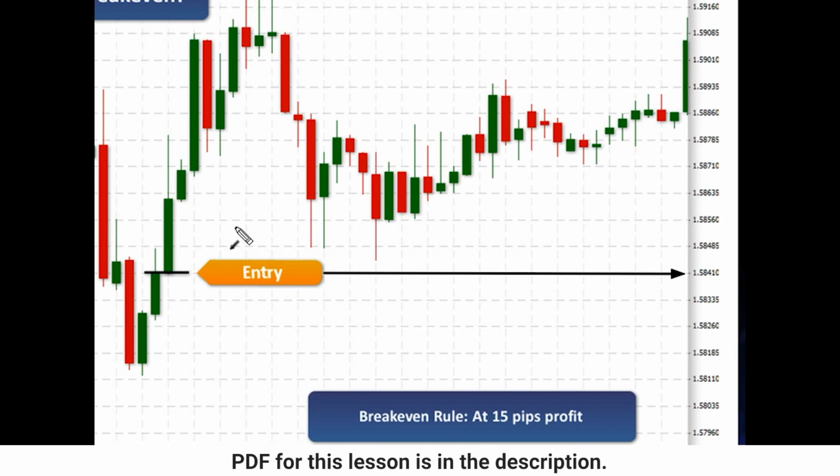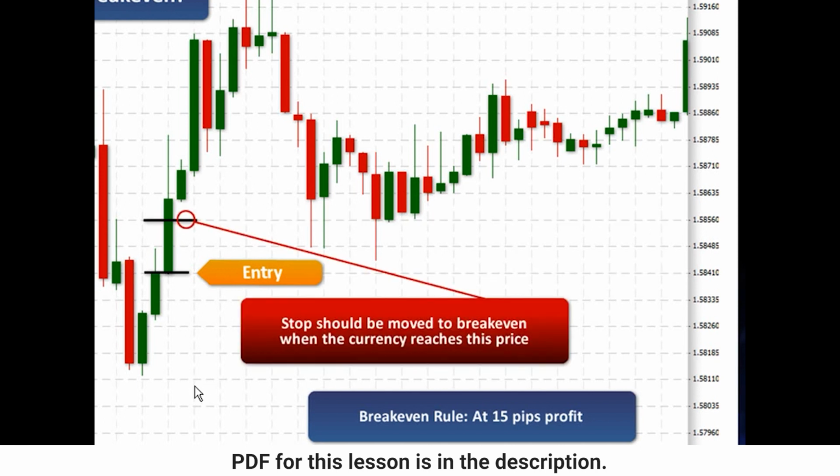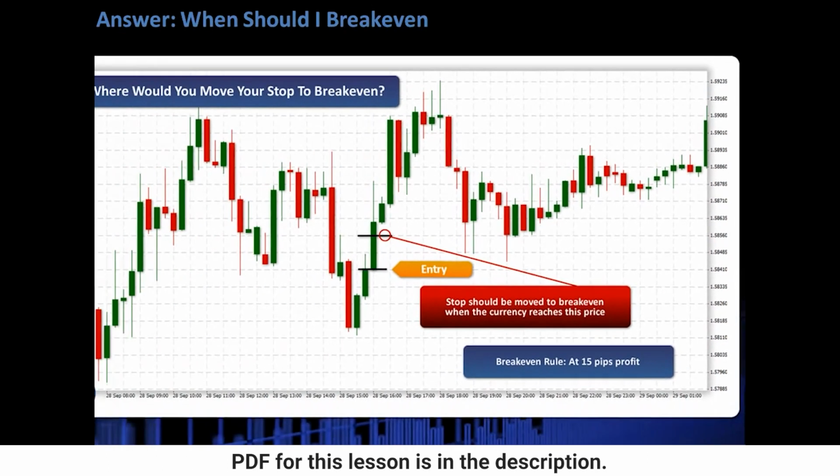The 5th decimal place is just a fraction of a pip. So 15 pips profit. If we have 1.5841, so 41 plus 15 is 56. So we want to see 15 pips profit. So from 41 to 56 is 15 pips. So the price where we would want to move to break even is when price reaches 15 pips profit. So the stop will be moved to break even when price reaches the indicated line.